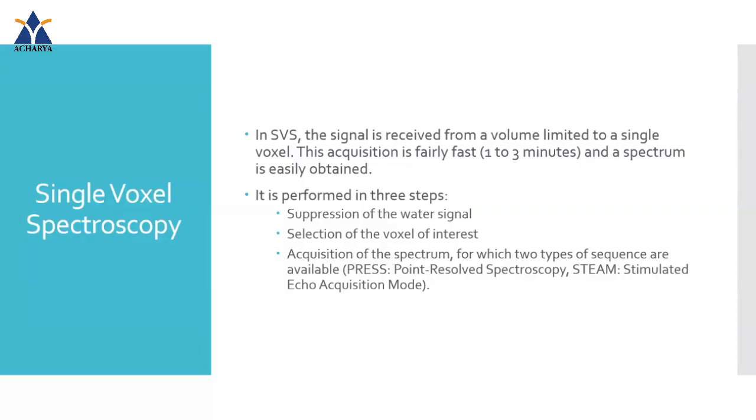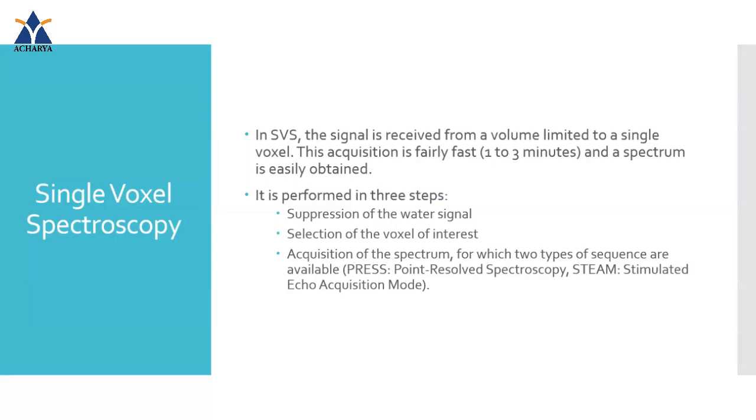So it is used in case of smaller tumors or smaller pathology, and you use only one voxel and you get the signal or spectrum from that one voxel only. So you get limited data, but this data is more accurate as compared to multivoxel. So there are three steps.